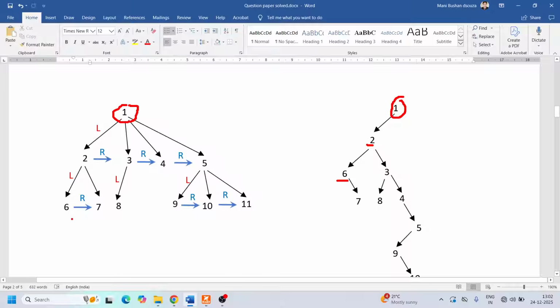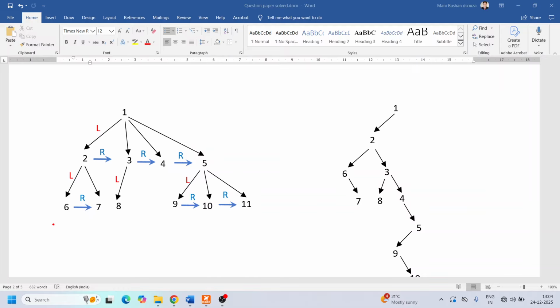Now with this you don't have anything. 6 does not have any children, so go to its sibling. So who is there to the right? R means to the right of it. Who is there to the right of 6 is 7. So mark 7 as the right of 6. So 6 is over, 7 is over. You came up to the 2 here. So 6, 7 is over, 2 is over.